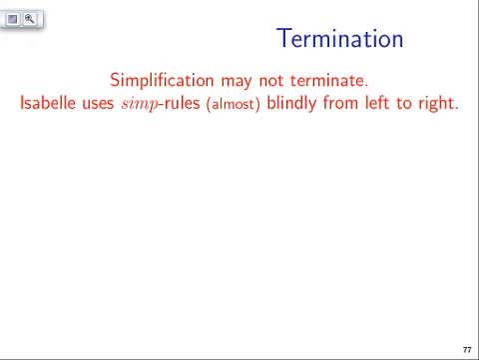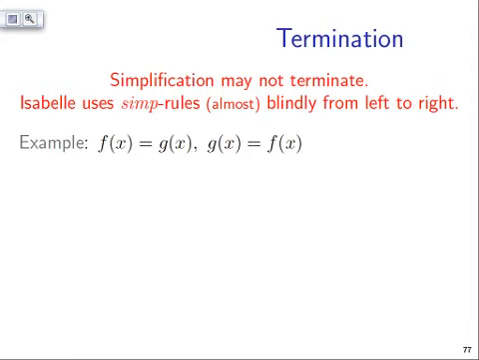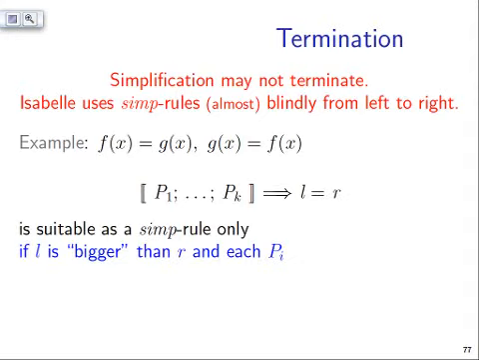Isabelle really only uses those rules blindly, and it does not check at runtime if things go wrong. It'll just say, well, that's your problem. You have to then remove the command if it becomes purple and you see it doesn't terminate. Here's a typical example. If you give it these two equations, then it'll just go on using them forever. So don't do that.